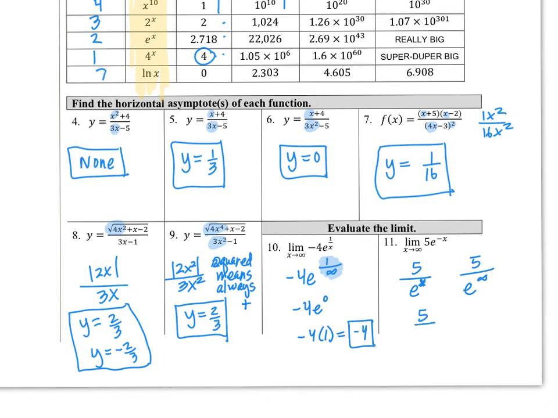No, wait, let me write it like this. I think it'd be better if I write it like this. Sorry about that, guys. This doesn't erase the same as that other program. Okay, so 5 times 1 over e to the x, which is 5 times 1 over e to the infinity, which is 5 times something getting closer to 0. So that's going to be 0. Yeah, that looks better to me. Okay, great.